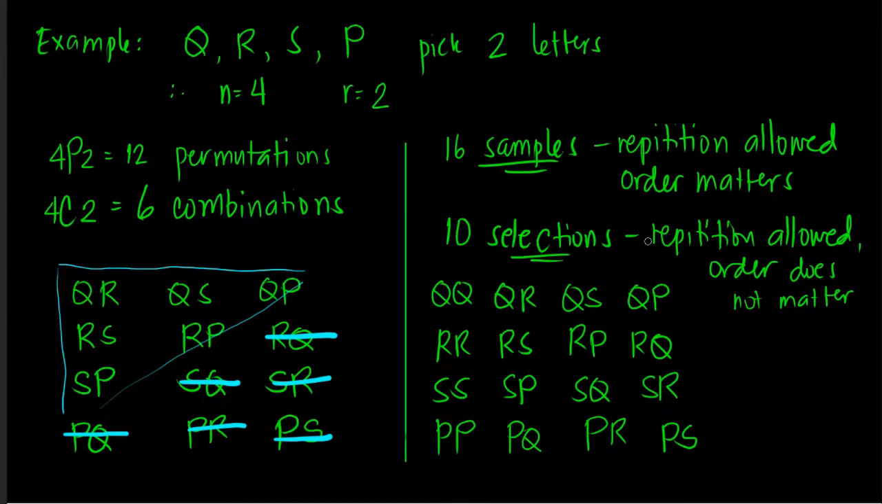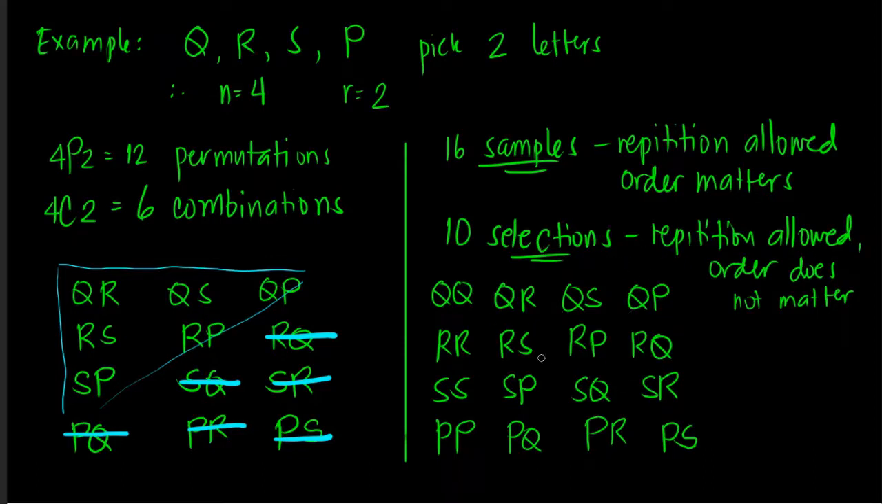So, listing that down, we can put QQ, QR, QS, QP. For R, we consider RR, RS, RP, RQ, and so on and so forth. Meanwhile, selections is repetition is allowed, but order does not matter. So, this is equivalent to combination.